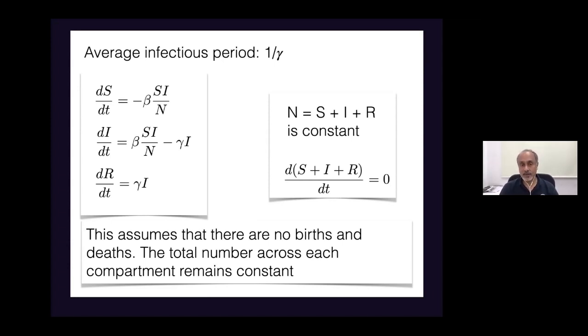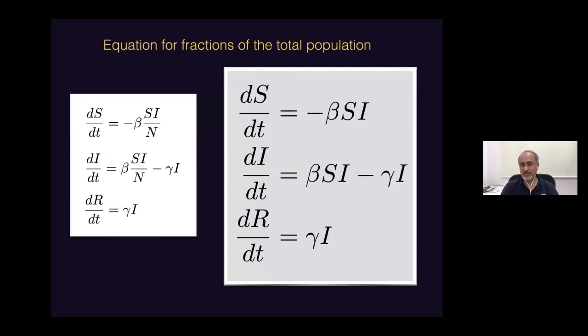Notice that if I take the left-hand side of these equations and add it up, I get d by dt of S plus I plus R is minus beta plus beta, minus gamma plus gamma. All the terms on the right-hand side, when added together, will vanish. Therefore, d of S plus I plus R must, of course, equal 0. And that's obvious because this is just the total number of people in the population. We assume that there are no births and deaths, and therefore the total number across each compartment remains constant. All that can change is the allocation of people across these different compartments. So that's your equation to the left.